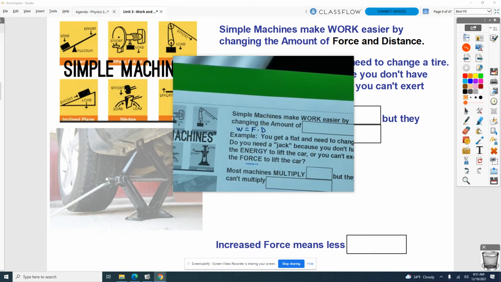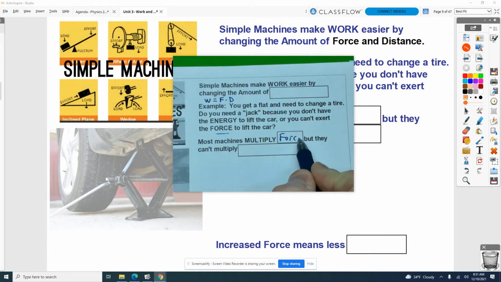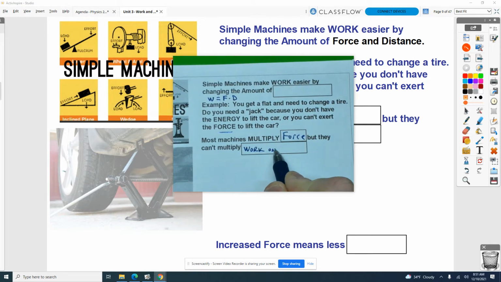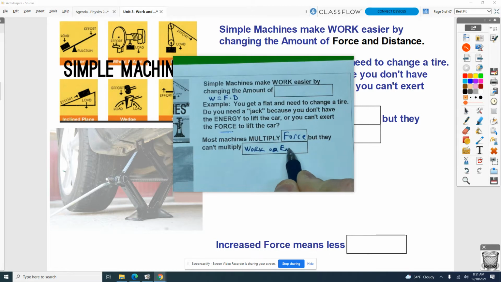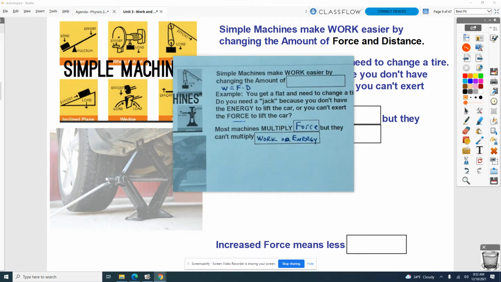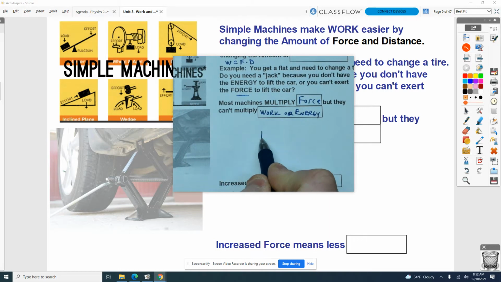Now, most machines are able to multiply force. They can make the force bigger, but they cannot make the work or energy bigger. So they're not a work multiplier. They're not an energy multiplier. They are typically considered what we call a force multiplier. Now, to understand that, let's go ahead and draw a quick little schematic here.